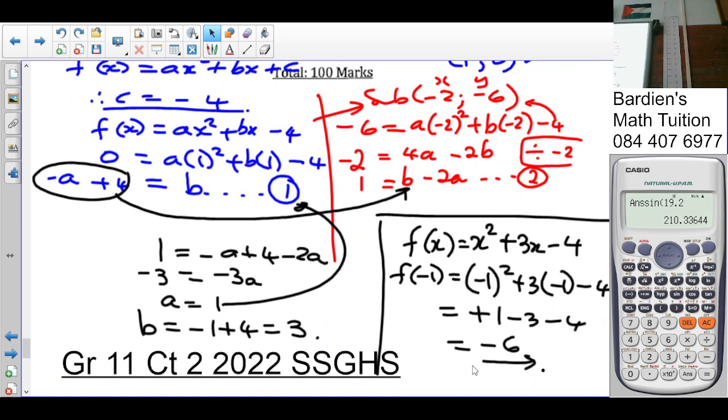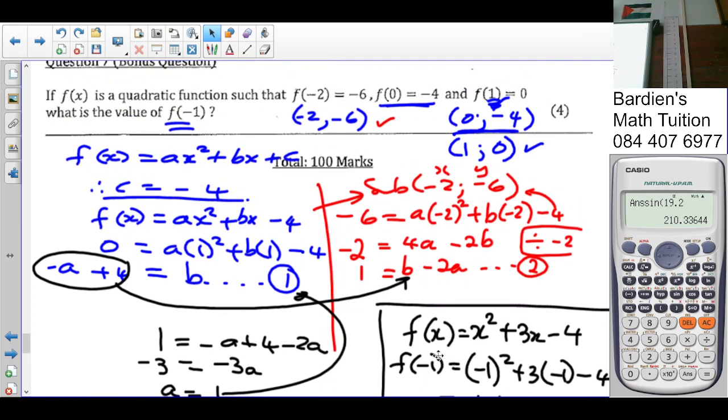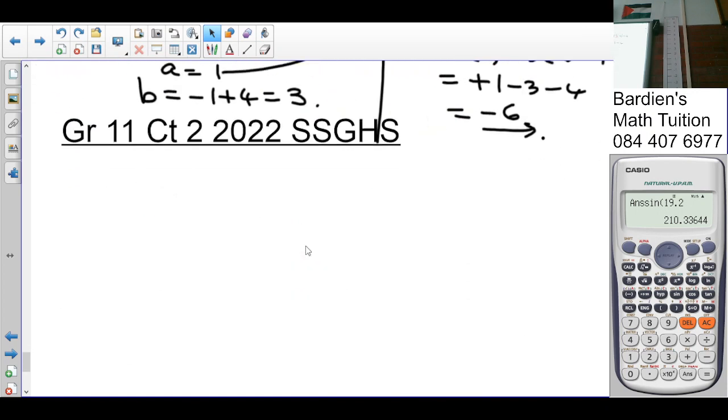Let's check here. So that basically brings us to the end of control test 2.